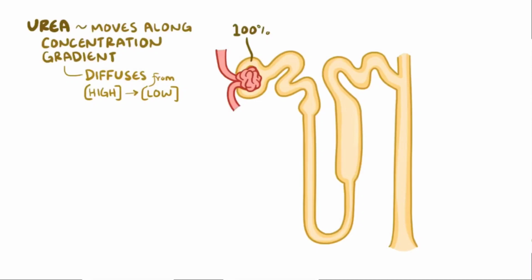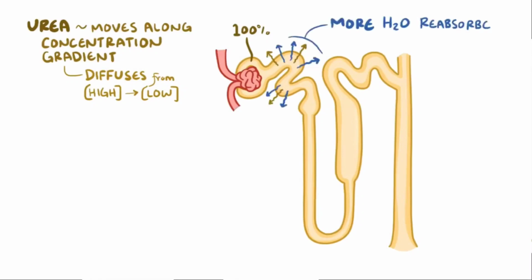But in the proximal convoluted tubule, both urea and water get reabsorbed. Proportionally, more water is reabsorbed than urea, and that actually causes the urea concentration in the tubular lumen to become higher than its concentration in the blood. By the end of the proximal convoluted tubule, about half or 50% of the initial filtered urea is in the tubule, and the other half is reabsorbed. And what remains goes into the thin descending limb of the loop of Henle.